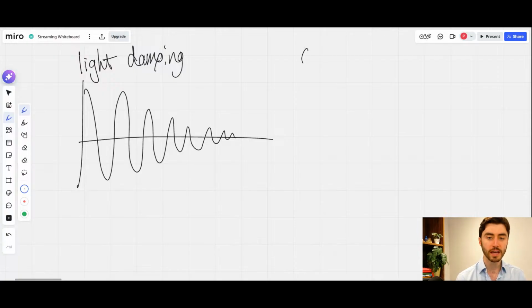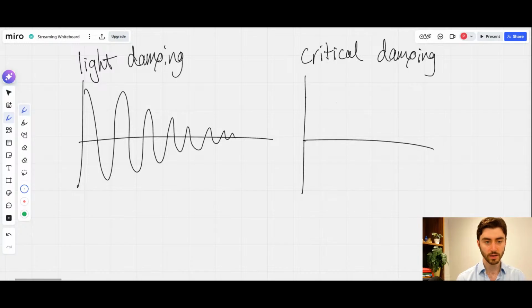Your critical damping situation is where it comes back to equilibrium as quickly as possible and then stops. In this case, it would basically go as quickly as before and then just stop, where this time would be exactly the same as this time. I'm not going to call that big T because that's not the full time period.